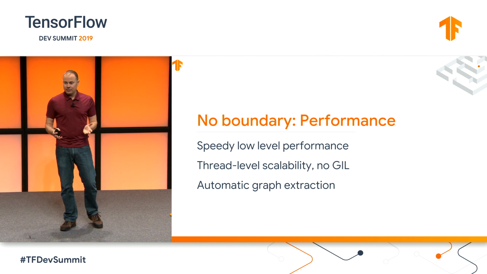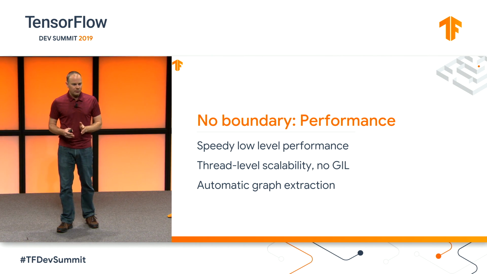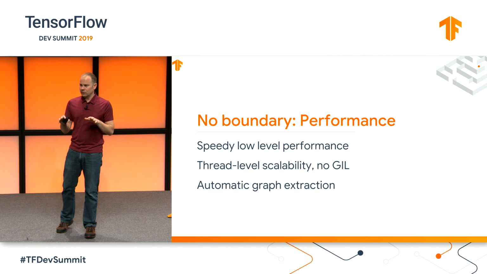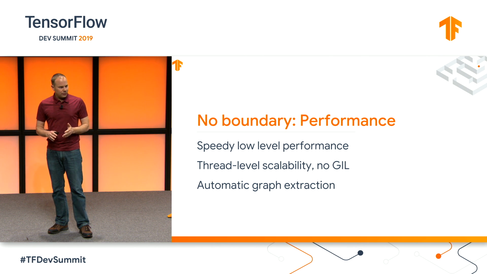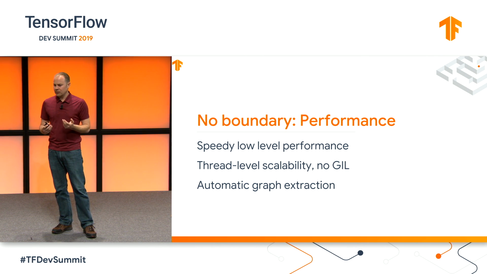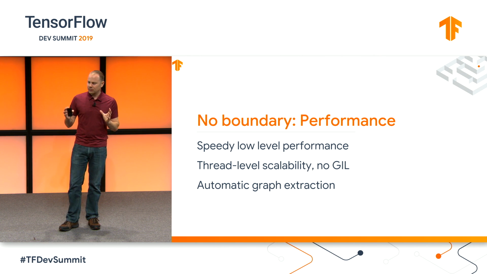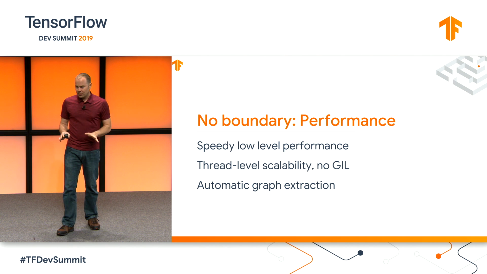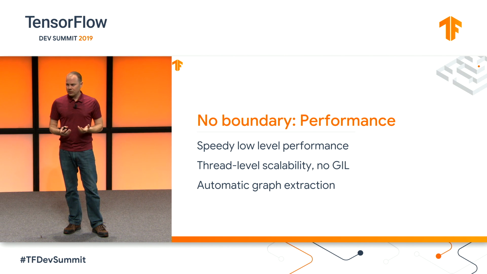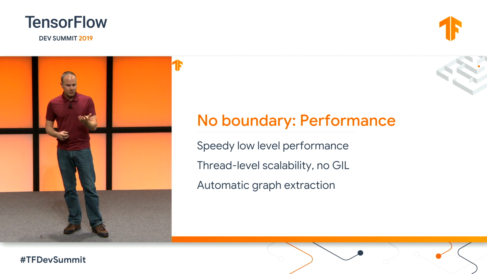Now, Swift is fast, and this comes from a number of different things, one of which is that the language itself has really good low-level performance. There's also no GIL to get in the way of concurrency. Swift for TensorFlow also has some advanced compiler techniques to automatically identify graphs for you and extract them so you don't have to think about that. The consequence of all this together is that we think Swift has the world's most advanced eager mode.